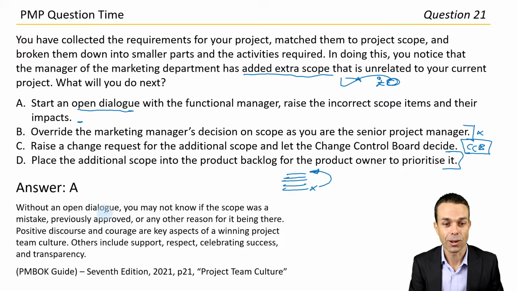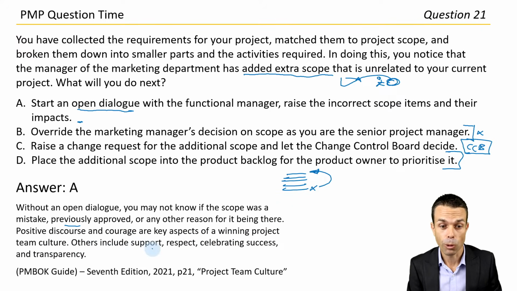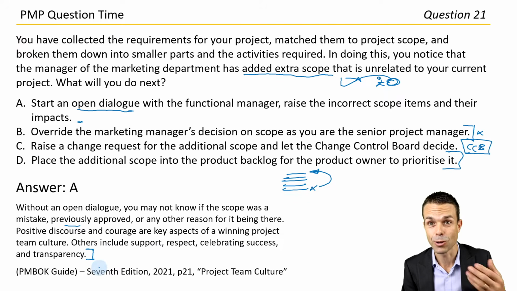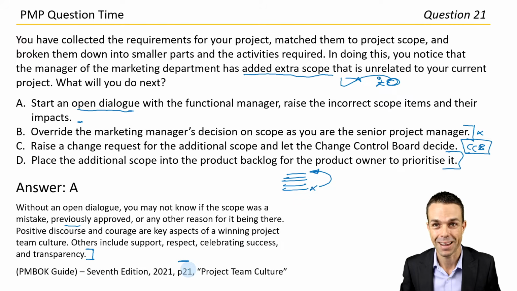Okay, without an open dialogue, you may not know if the scope was a mistake. There we go. It could have been previously approved as well, or any other reason for it being there. Positive discourse and courage are key aspects of a winning project team culture. So that's a really good thing to note. Others include support, respect, celebrating success, and transparency as well. I think we're going to see these themes come up a lot as we go through these questions from the PMBOK 7th edition. And this is on page 21, Project Team Culture. If you want to check that out from the book directly yourself, that's where it came from.